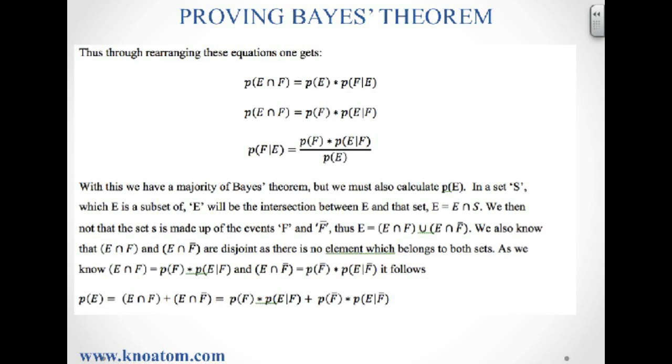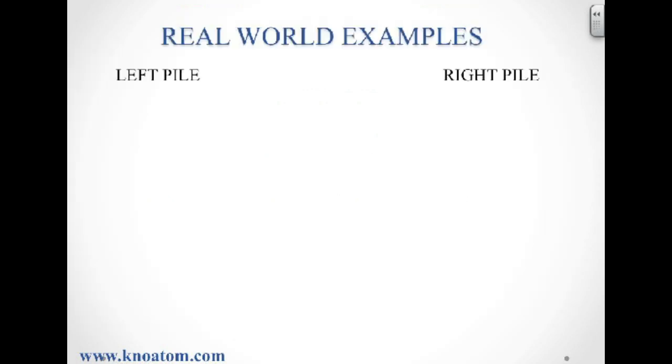As we know, the intersection of E and F equals the probability of F times the probability of E given F, and the intersection of E and not F equals the probability of not F times the probability of E given not F. It follows the probability of E equals the intersection of E and F plus the intersection of E and not F, which equals the probability of F times the probability of E given F plus the probability of not F times the probability of E given not F. Thus we have Bayes' theorem.